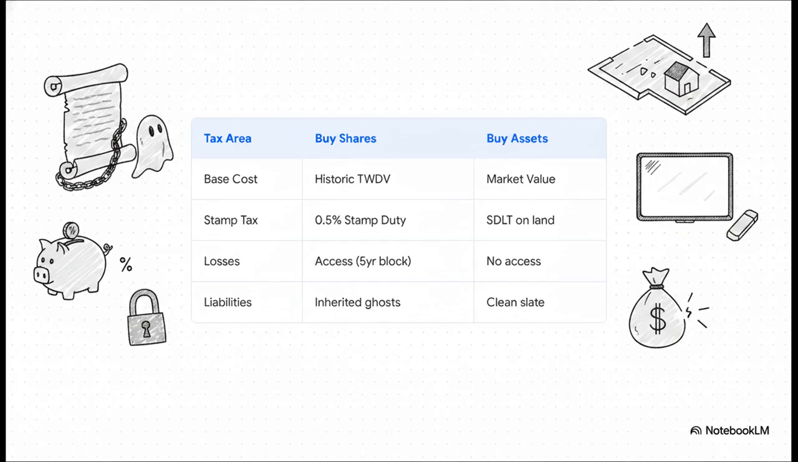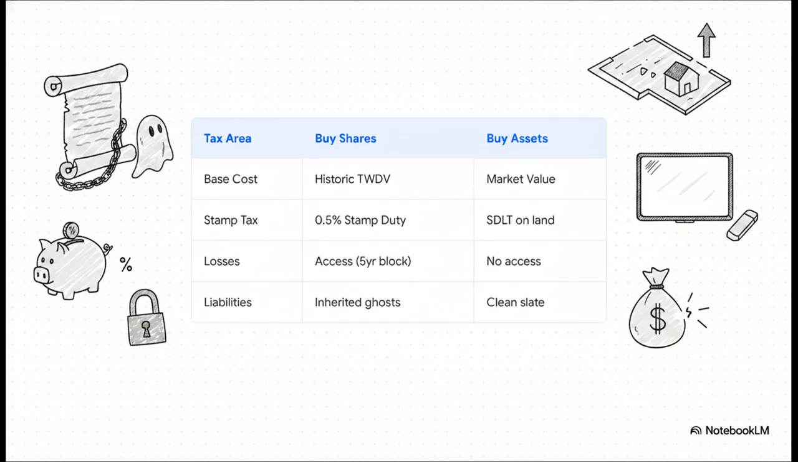If you purchase the shares, you inherit the historic tax written down value, or TWDV, of the assets. And yes, you inherit all of those hidden contingent liabilities we talked about. However, you do avoid SDLT, paying only a 0.5% stamp duty. On the flip side, if you purchase the trade and assets directly, you get a clean slate, no inherited ghosts. And crucially, you get a step up to a current market value-based cost for those assets, which means higher capital allowances going forward. The downside? Well, you might get hit with SDLT on the land, and you have absolutely zero access to the target company's pre-acquisition losses.